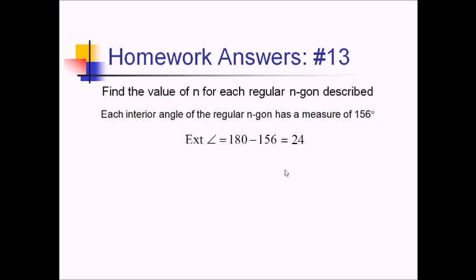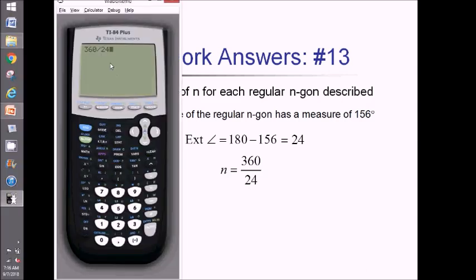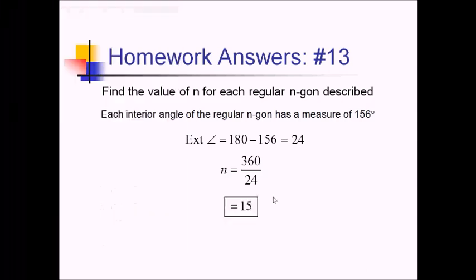And we know that the exterior angles always add up to 360 degrees for any polygon, so 360 divided by 24 would give us our answer, and we can do that on the calculator. So plugging that in, that's going to come out to 15. So that means we have a 15-gon here.